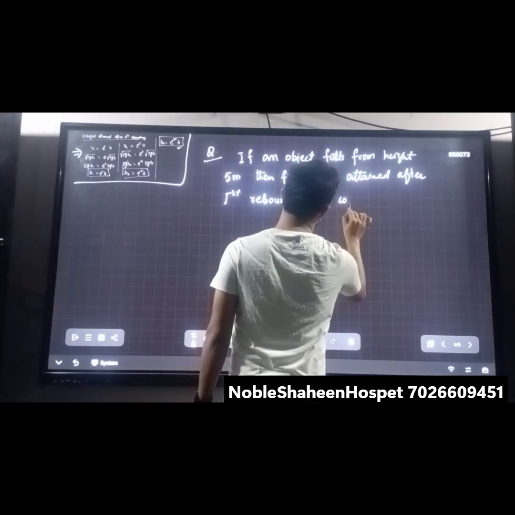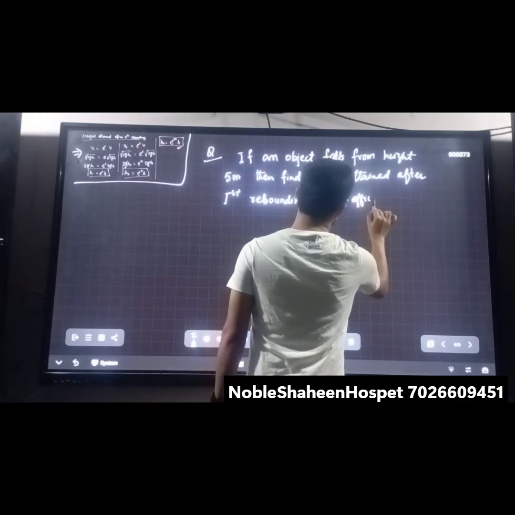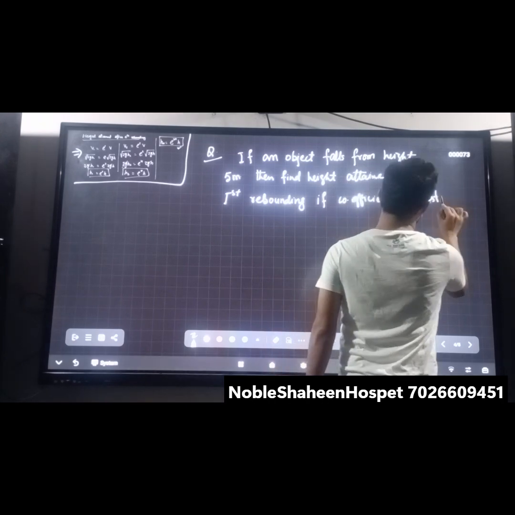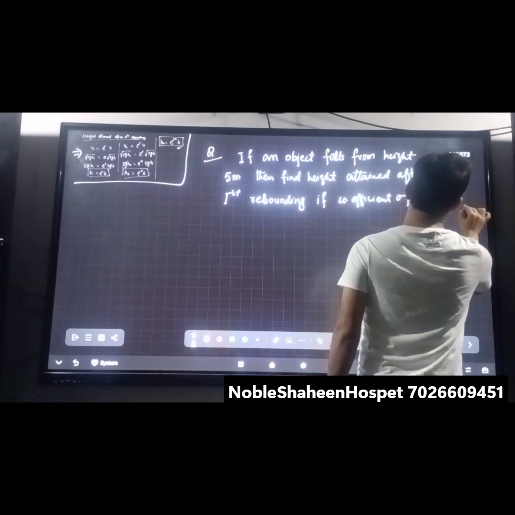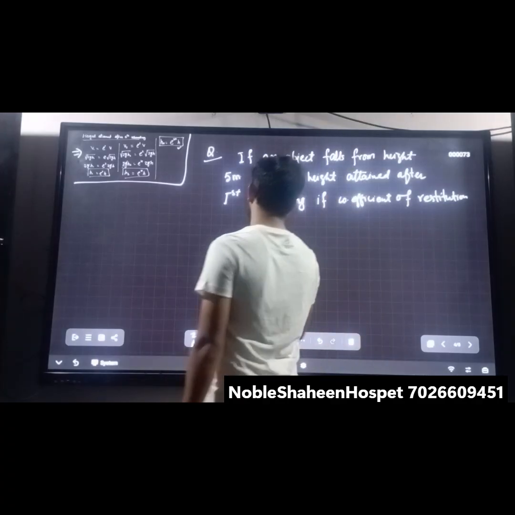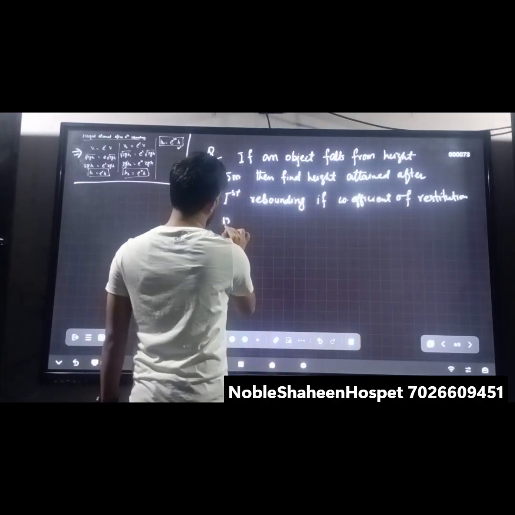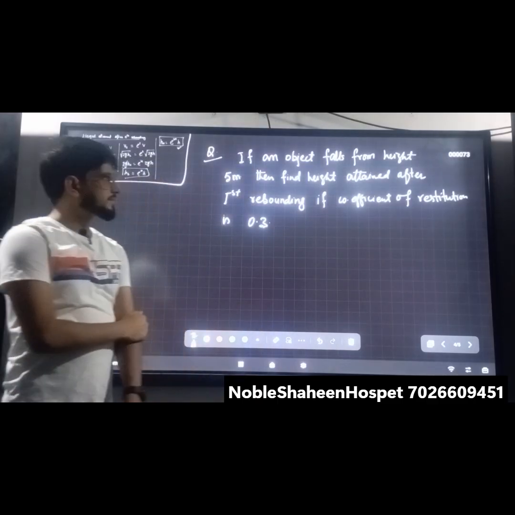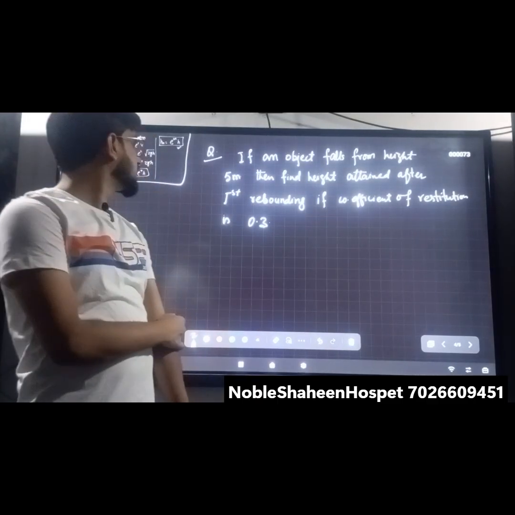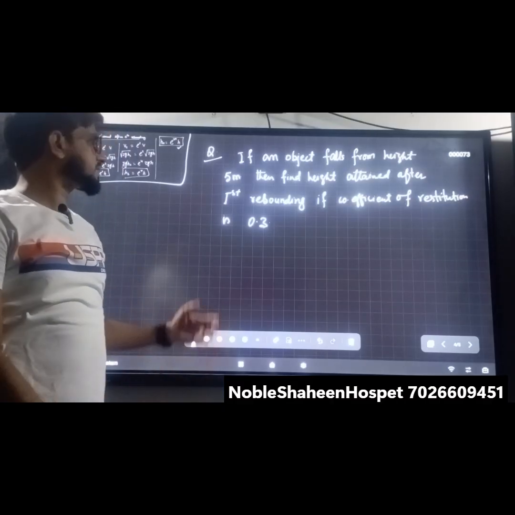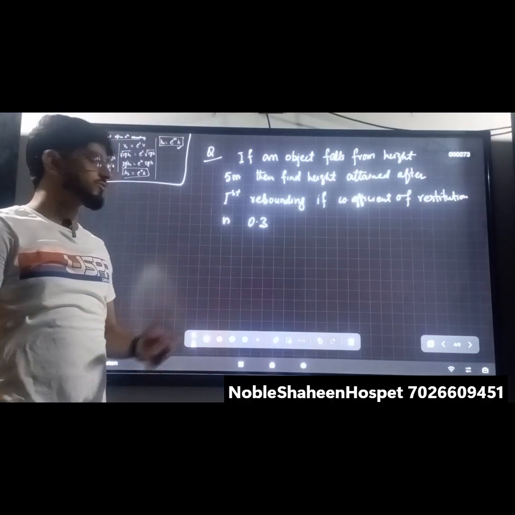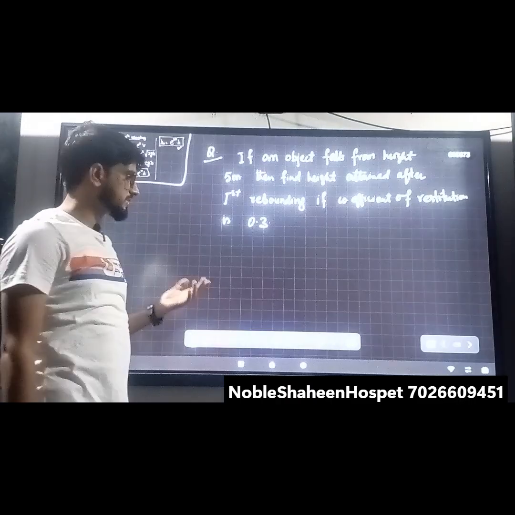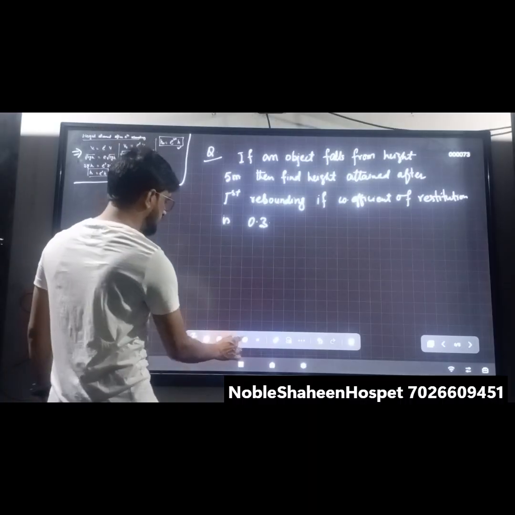if the coefficient of restitution is 0.3. The question is saying that an object falls from height 5 meter and the coefficient of restitution between the surface and the ball is 0.3, then how much height it will attain after the first rebounding? The question is like that. How can we solve this question?